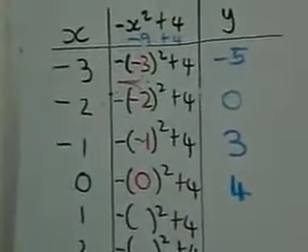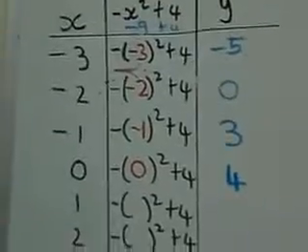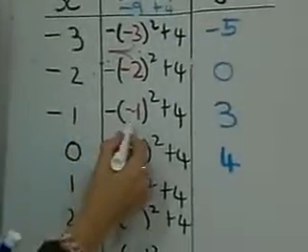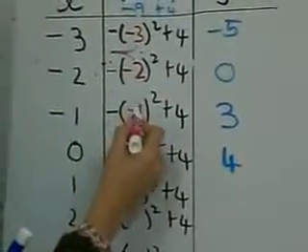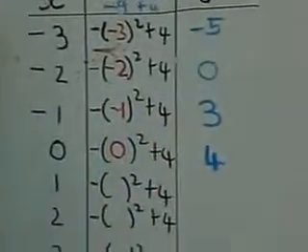Let's just check this one again. I want to make 100% sure that we're right. Minus 1 squared gives me 1, so that's minus 1 plus 4, that's 3.